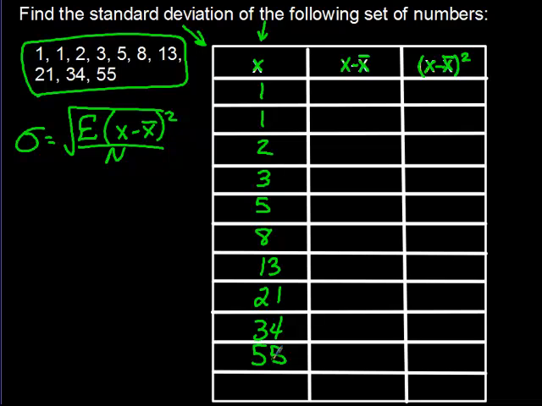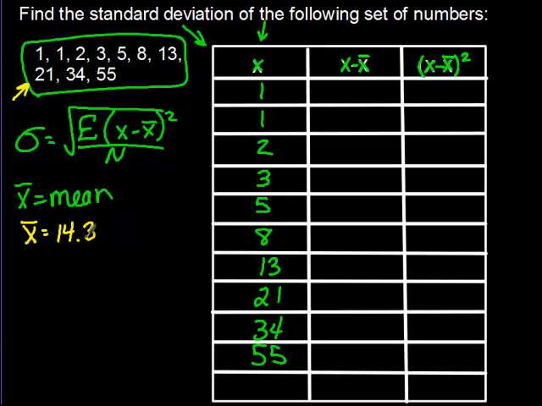Our next column says x minus x bar. From our last lessons, we saw that x bar equals the mean. So what we have to do is go through and find the mean of all the numbers in our set. We want to add up all these numbers and divide by how many there are. So we add up 1, 1, 2, 3, 5, 8, 13, 21, 34, 55, and divide by 10. We have 10 numbers in the set. In this case, our value of x bar equals 14.3.